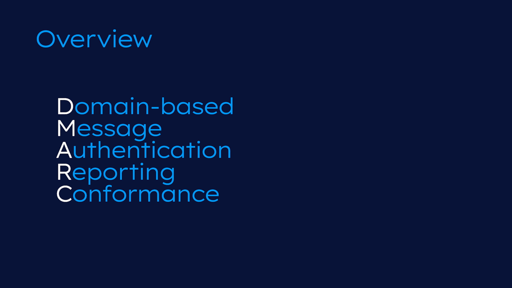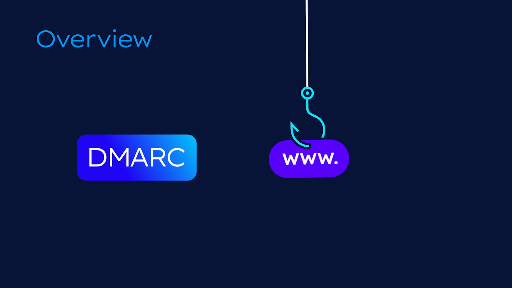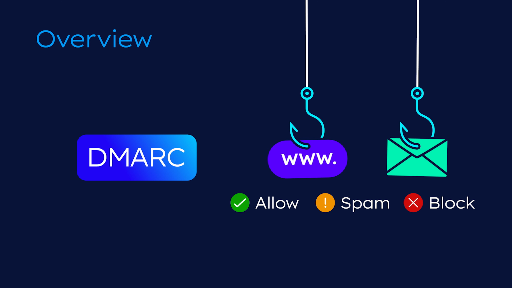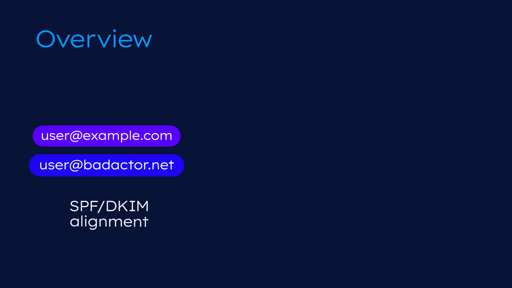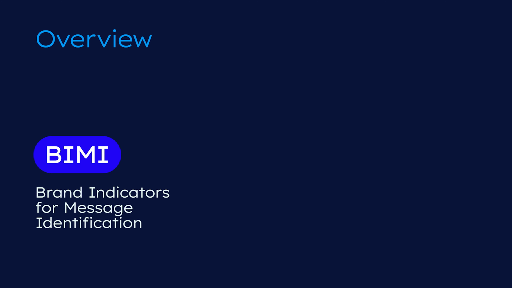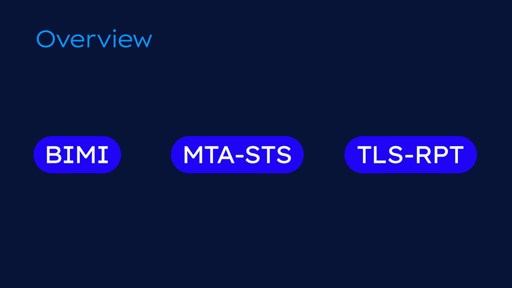Domain-based message authentication, reporting, and conformance, or DMARC, prevents domain spoofing and phishing by allowing domain owners to control how unauthenticated messages are handled. Implementation enhances protection, deliverability, and visibility by aligning SPF and DKIM records, enforcing authentication policies, and utilizing reports to strengthen email security. Additional features include brand indicators for message identification, or BIMI, MTA-STS, and TLS-RPT.